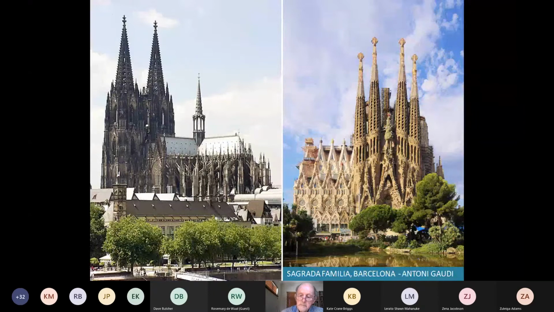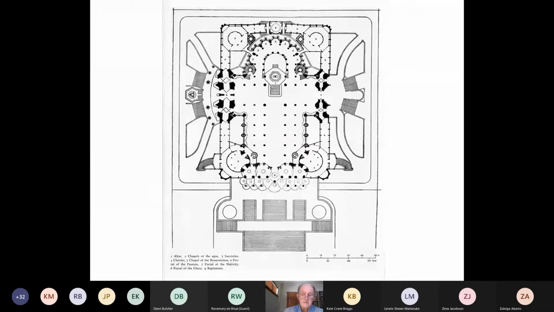You can see that the plan is in principle Gothic, with its flight of stairs at the bottom of the picture, leading up to the narthex and the west end, inside to a nave with two aisles on each side, the transepts making a Latin cross, the choir and chevet of chapels at the top.